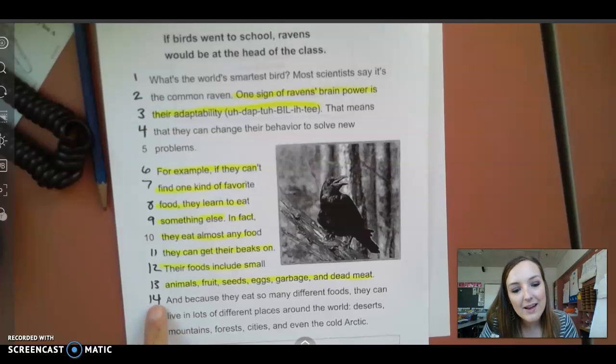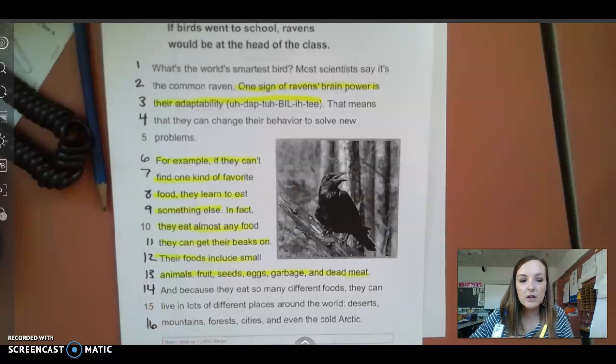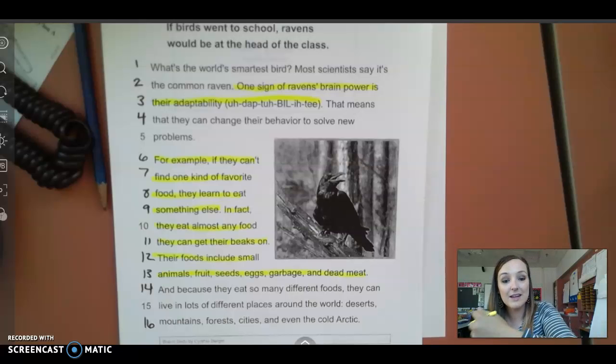Now, if we look at the last couple of lines, numbers 14, 15, and 16, we'll see that the author wraps up her idea with a concluding statement. And it kind of ties everything in together. So she says here that because they eat so many different foods, they can live in lots of different places. And so I love that as kind of a concluding statement because it helps us know, okay, well, we've talked about how they are adaptable, and on the next page, we're going to move on to talk about something else about ravens. So I'd like for you to highlight or underline those last 3 lines also.